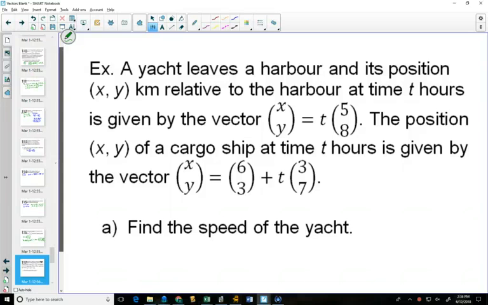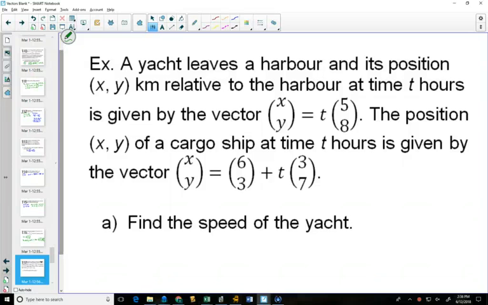So we need to figure out which is our velocity vector from which equation. So we go to our equation with the yacht. 25 plus 64, square root of 89, and everything is given in kilometers per hour.